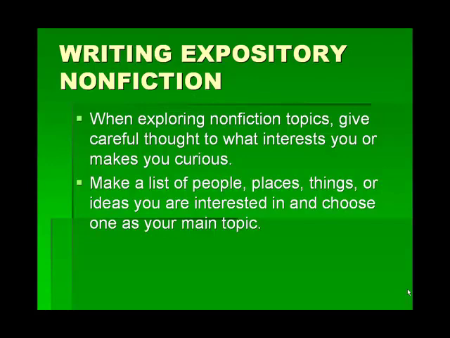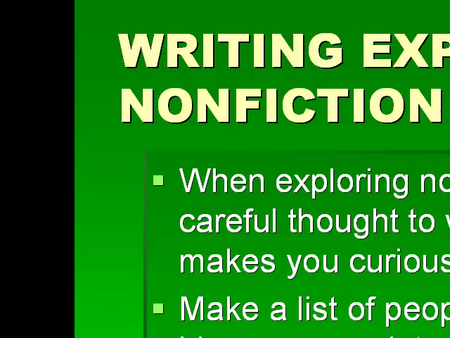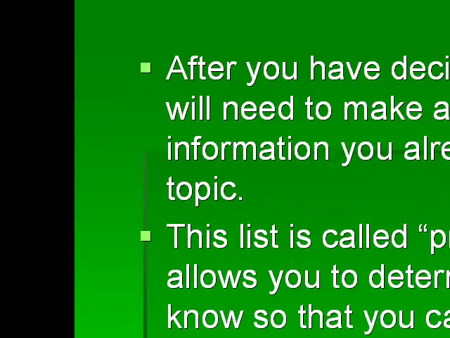And we made a list of those things that we were interested in, and we ended up narrowing our choices down until we came to one that we decided to use going forward as our main topic. After deciding on our topics, we made a list of information that we already knew about the topic, and we called this list our pre-research, or we kind of shortened it, if you recall, to pre-search. We called this our pre-search.